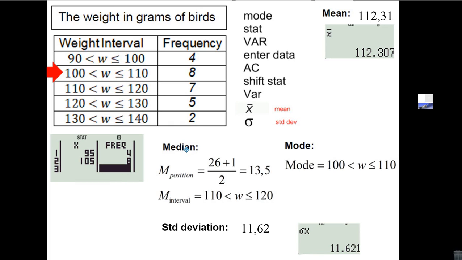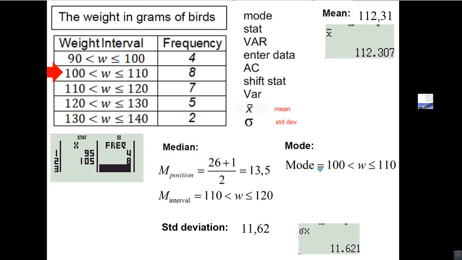But how do we find the median? What you do is you take the 26, just like we did before, add 1, and we get 13.5. But we don't end up with a median as one score. We end up with a median interval. Because there's 12, 13.5 must be somewhere in here. There's 12, there's another 7. The median must be somewhere in this interval.